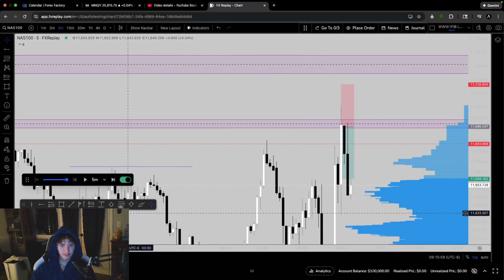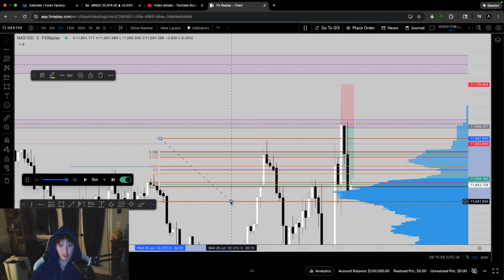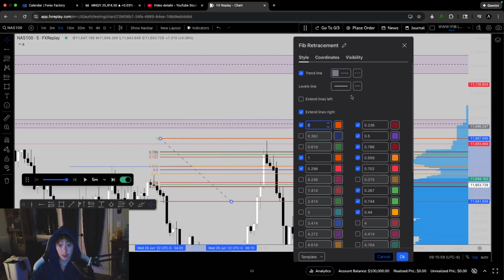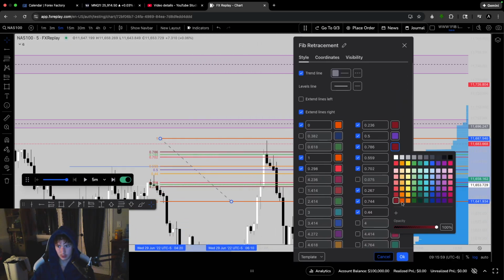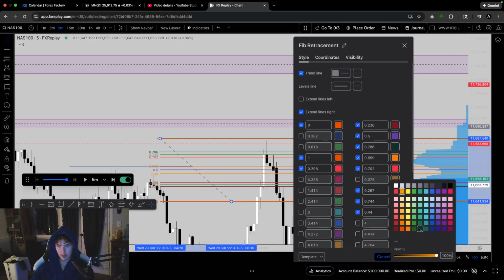In fact, you know what I'm going to do? I want to color these so that we can see them. This is going to be orange. Bright orange. Actually, let's make this something super obvious, like dark green. A dark green's good. 0.44, where's that? Down here. Dark green.